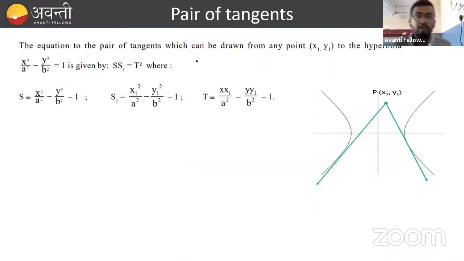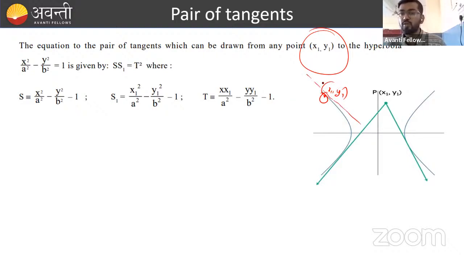Now, the equation of the pair of tangents that can be drawn from any point. Earlier, what we studied was that this point x1 comma y1 was lying on the hyperbola, and we were finding the tangent at this point, right? So we can draw only one tangent. But now we have to find the pair of tangents. A pair of tangents is possible when you are drawing from outside the hyperbola. So from outside the hyperbola, you are drawing the tangents, and this point is given as x1 comma y1. Then what is the equation of the pair of tangents?